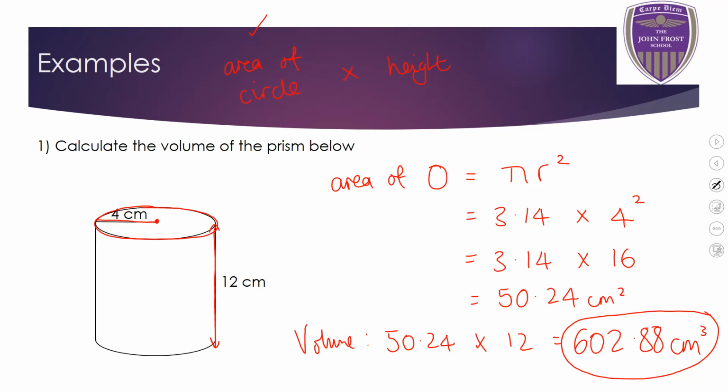So find the area of the circle first. Once you know the area of the circle, times it by the height or the length of the cylinder. So we've done both of those things now. The volume of that cylinder is 602.88 centimeters cubed.